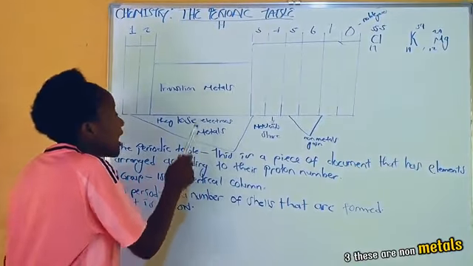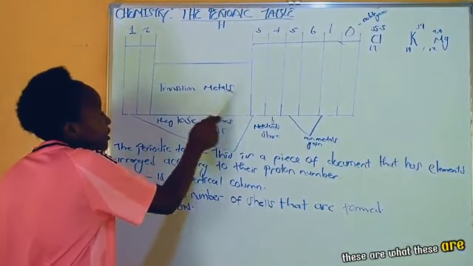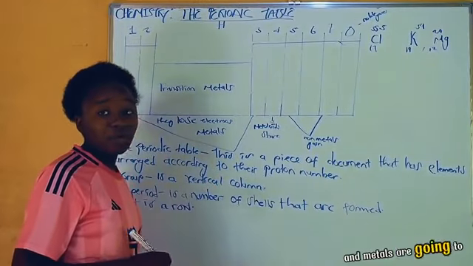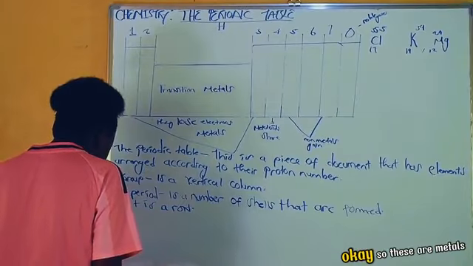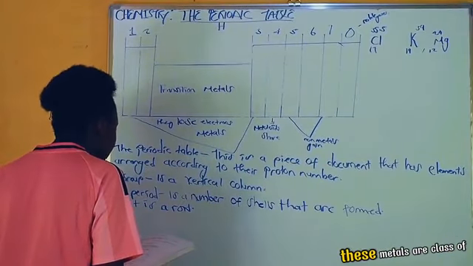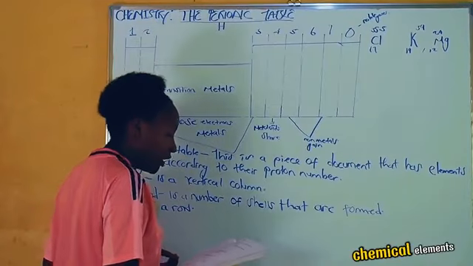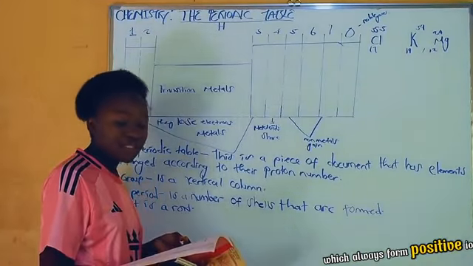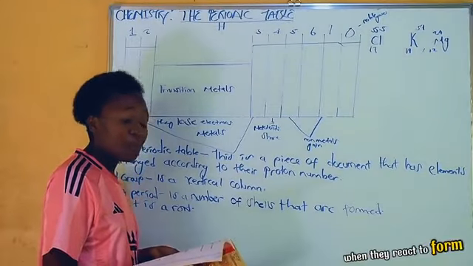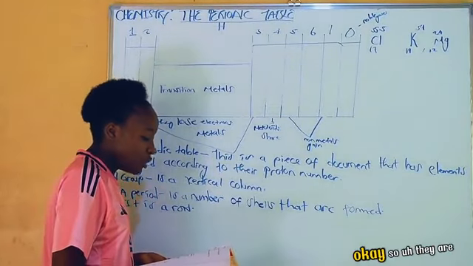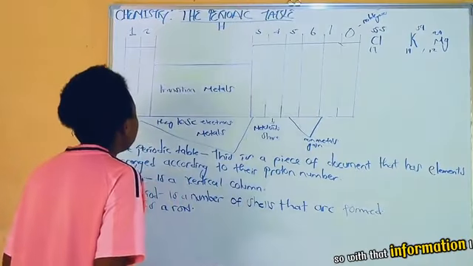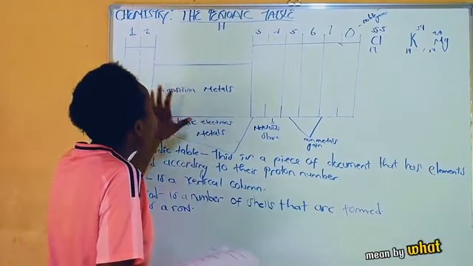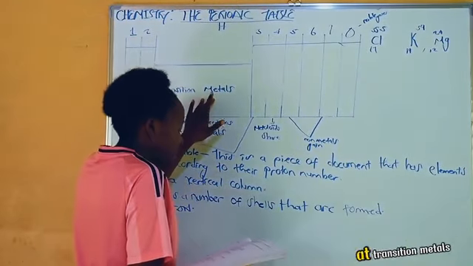These are known as metals. Metals are going to lose electrons. These metals are a class of chemical elements which always form positive ions when they react to form compounds. They are often shiny solids. With that information, I bet you understand what we mean by metals. Now let's look at transition metals.